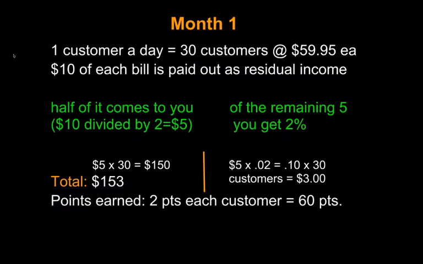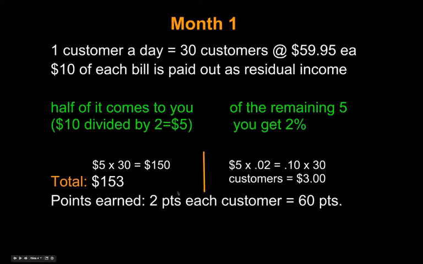Now, $10 doesn't sound like a lot, but I'm going to show you how with residual income, this is not linear, how $10 can accumulate. And then there are built-in bonuses. So this is what we're looking at. Half of that $10 is paid out to you. Okay, so that's $5. 5 times 30, because remember, 30 customers. That's $150. That is what you got for the month, because you got $5 for each of those customers.